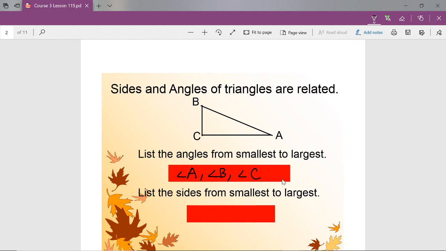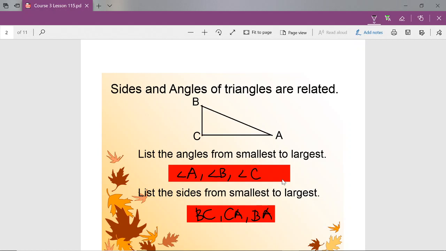And list the sides from smallest to largest. Well, it looks visually like BC is the smallest, CA is the middle one, and BA is the hypotenuse, therefore the largest one. The big thing to note here, and this is really the whole point of this lesson, is that if I look at this angle A and I look at BC, well, what you start noticing is that this smallest angle is across from the smallest side, okay? And then if we look at angle B and side CA, the middle angle is across from the middle side. And lastly, our biggest angle is across from the biggest side.